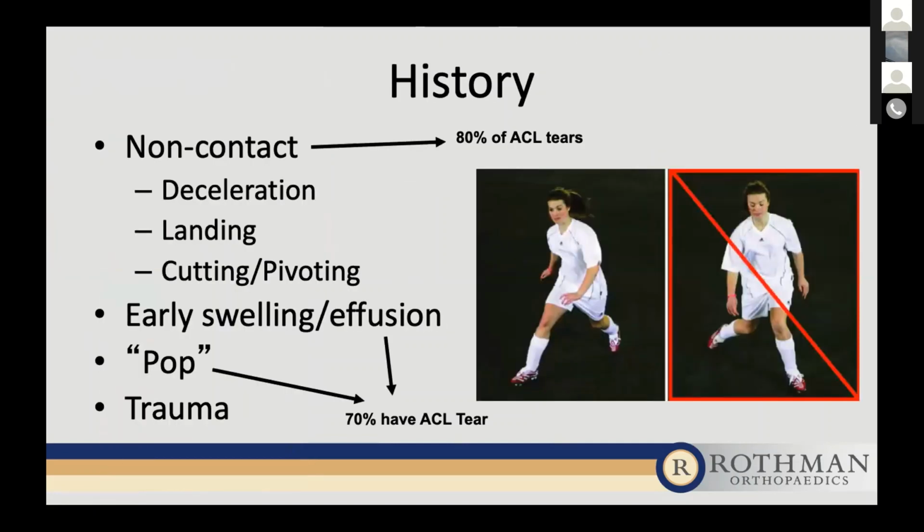So for ACL tears, most of ACL tears result from what we call non-contact injuries. That means basically you're running and you decelerate very quickly, you land from a jump, you cut or pivot to make a change in direction. Those are what we call non-contact injury mechanisms. They are the most common way that you would tear your ACL. And in fact, 80% of ACL tears occur from non-contact injury mechanisms.